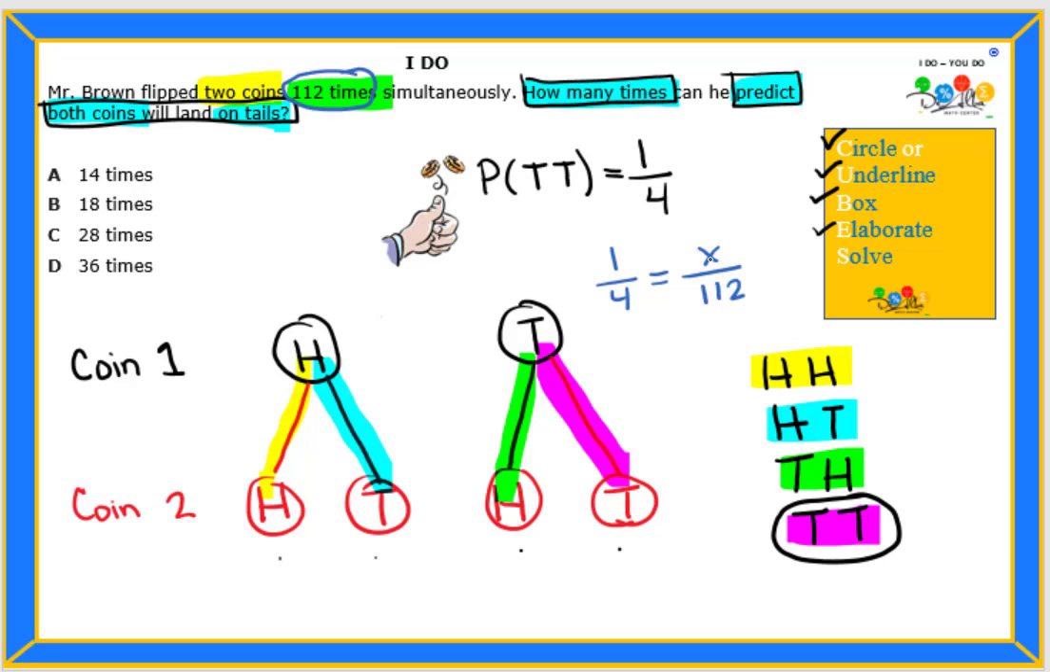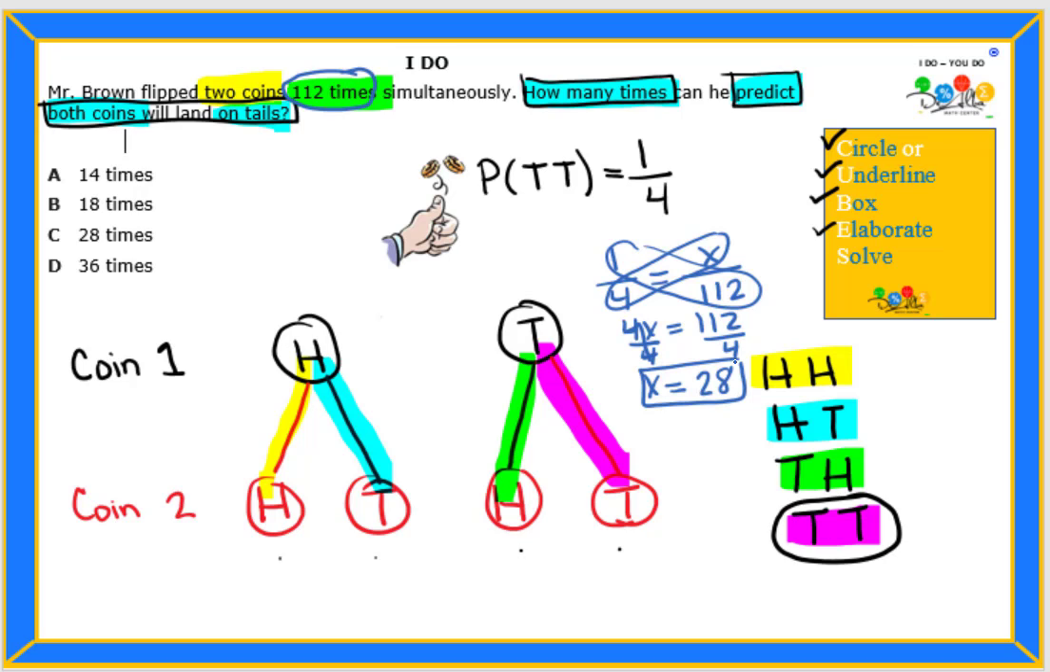And then we can use our cross products. So 4X is equal to 1 times 112 is 112. And we divide by 4, but whatever I do to one side, I do to the other. So 4 divided by 4 is X equals 112 divided by 4 is 28. So it looks like 28 times we should land on tails, tails.